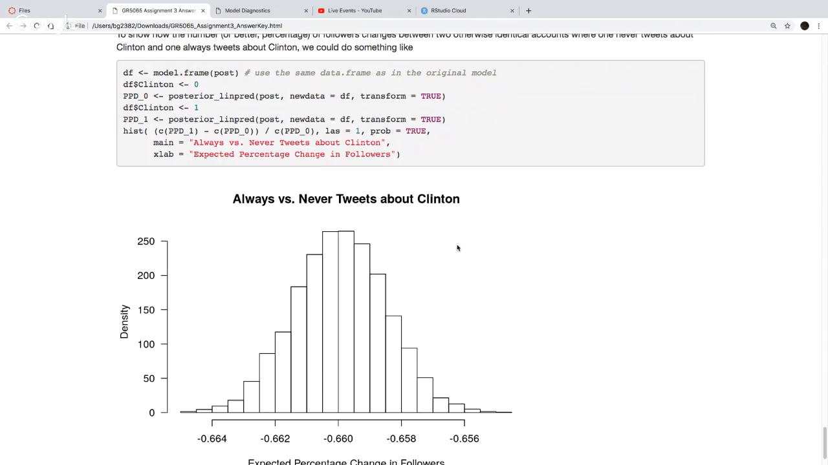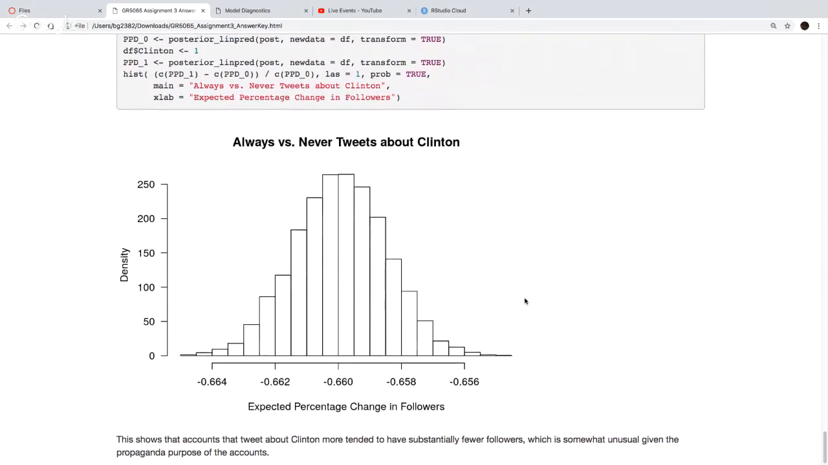And here's a histogram of the posterior distribution on that, and that would suggest that if you had two otherwise identical accounts, the one that's always tweeting about Clinton would have the number of followers reduced by two thirds relative to an account where there's never any tweets about Clinton. So that seems a bit unusual given the nature of what these accounts were up to, but update your beliefs. Questions?